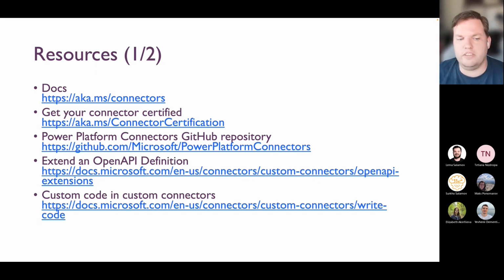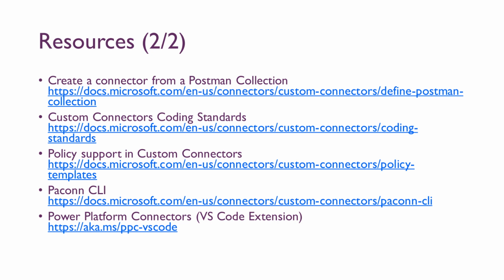One very important docs page is the extend an OpenAPI definition page. That's the one where you could see summary and description and where that all ends up in the product. That's a good one. Custom code and custom connectors is also an interesting one to take a look at. Create a connector from a Postman collection. That's also a guide that you can follow to import your own Postman collection into a connector. Custom connector coding standards are also very important because that will make your connector a lot more consistent. Policy support is also a part that you can look into. And of course, the two tools that I was talking about, PACon CLI and the Power Platform connectors VS Code extension, are available here as well.